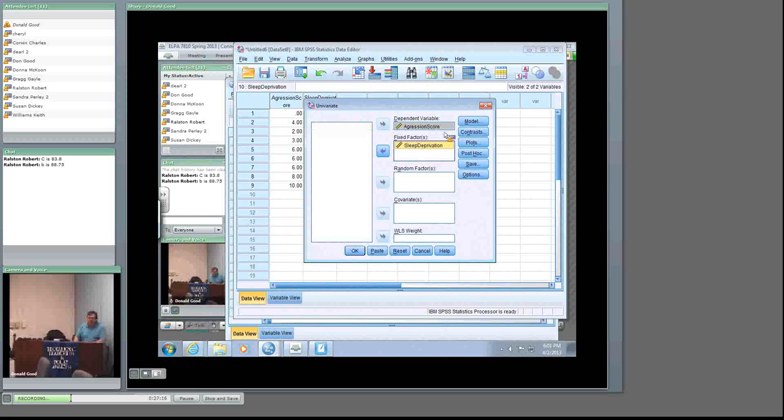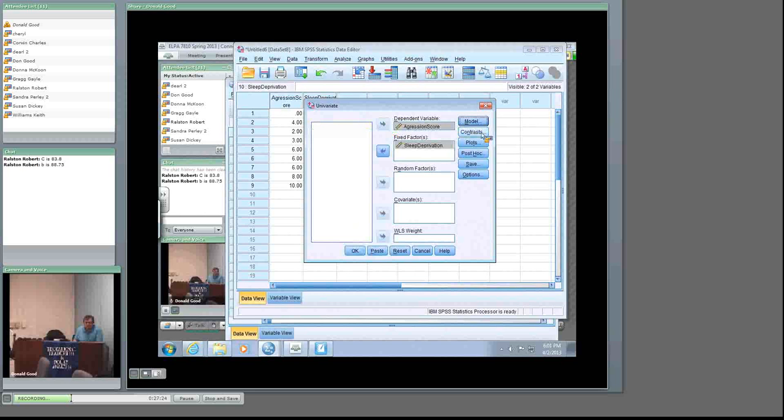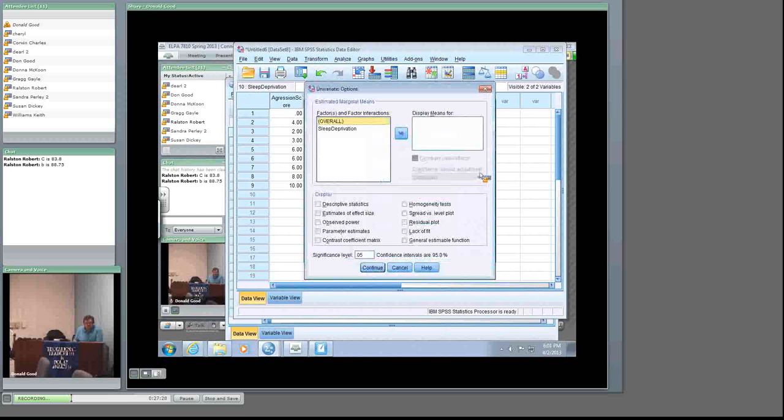Let's look at, and I don't remember what some of these options are. Model, I'm not going to worry about model. That's next semester stuff. Oh, let's go to options. Again, a window opens up with two boxes and a bunch of stuff underneath. On the left box, it gives me only the dependent variable. And it asks me, of all those dependent variables you have, which ones do you want to talk about? Well, I've only got one. So I'm going to move sleep deprivation over to the right.